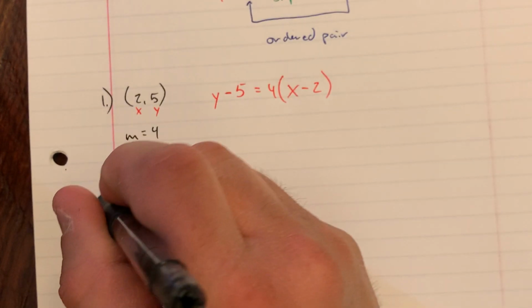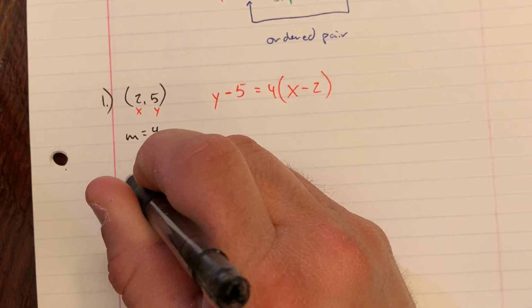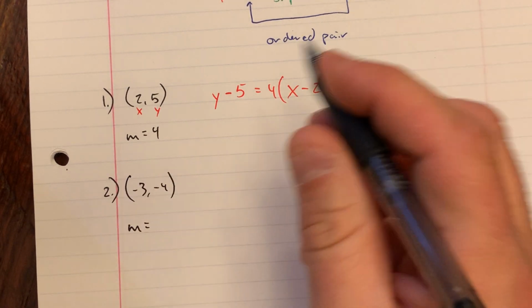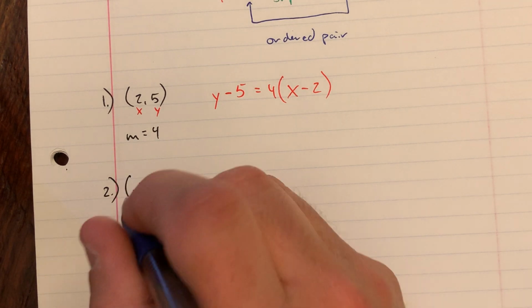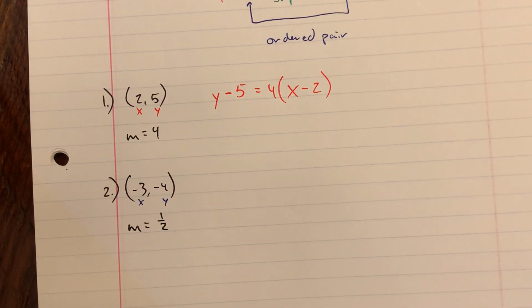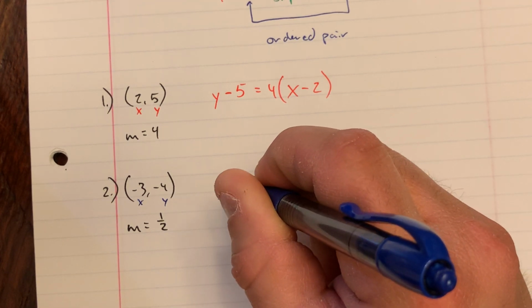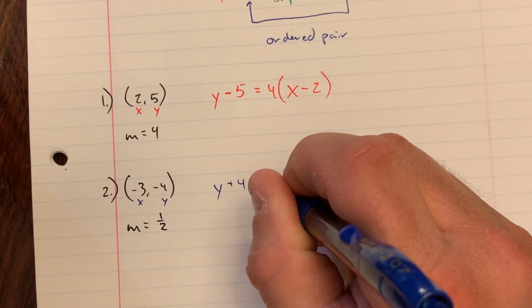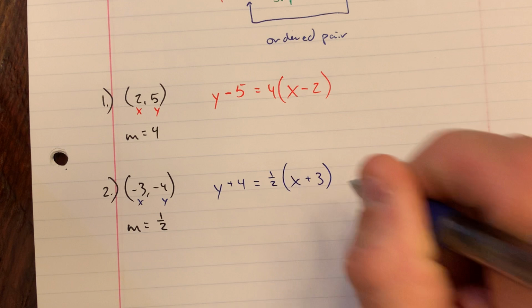So let's change our next example. Make it a little bit more elaborate. -3, -4. And make our slope 1/2. Same process. First number is my x. Second number is my y. So now this turns into y minus -4, which really is y plus 4. We're finding its opposite. Equals our slope of 1/2 x minus -3, which just turns into x plus 3.